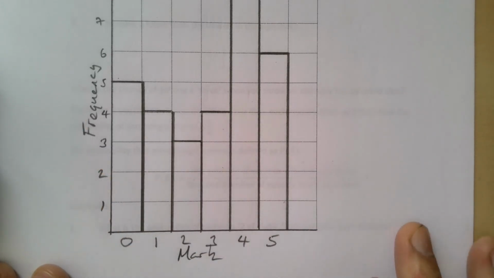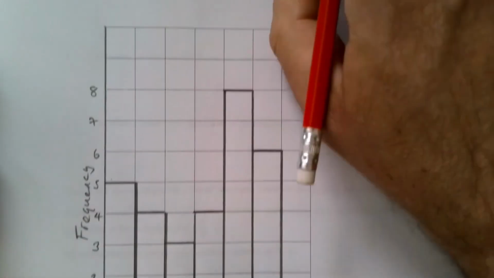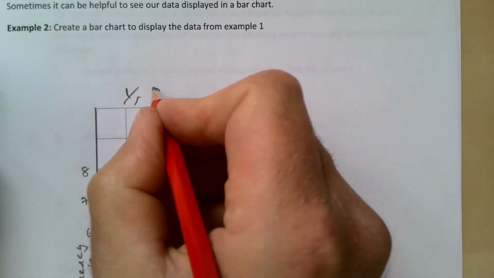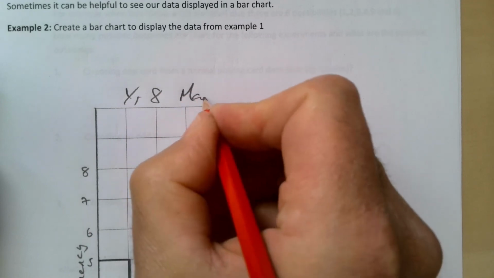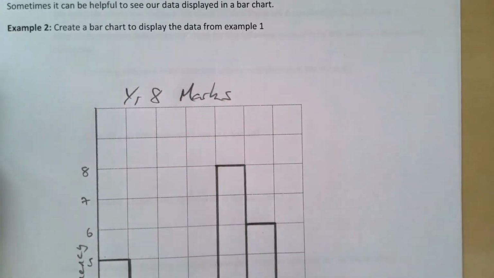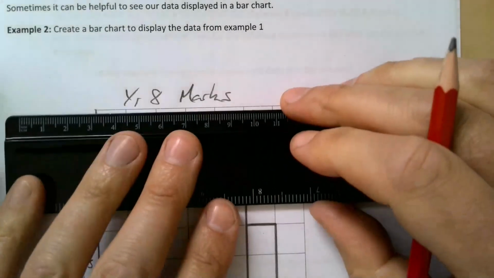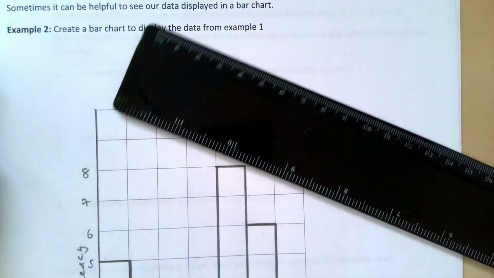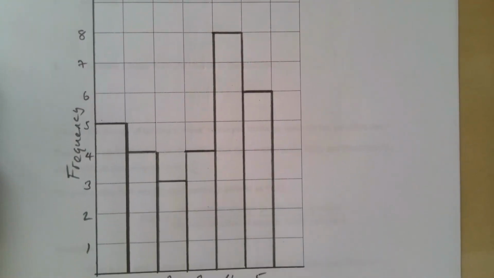And there's only one thing missing, and that needs to be a title. So I'm going to call my bar chart Year 8 Marks. And that's us finished. That would get you full marks there. And I hope you see then all the features of what it is we're looking for.